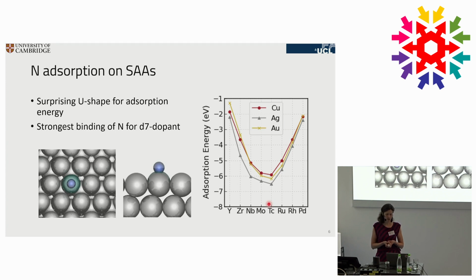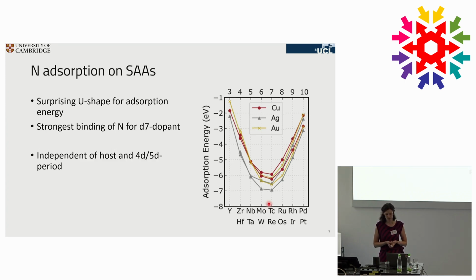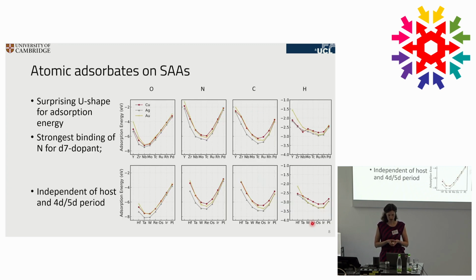We didn't only observe this for silver, but also for copper and gold. These curves looked almost identical. And also, if we go to the heavier 5d transition metal dopants, we see that all these curves have a very similar shape. And this goes even further. If we go to other adsorbates from oxygen up to hydrogen, we see that on all these different surfaces, there is this characteristic U-shape of the adsorption energy trends across the periodic table.